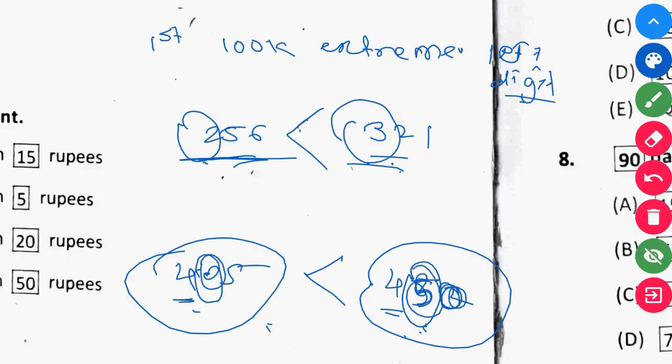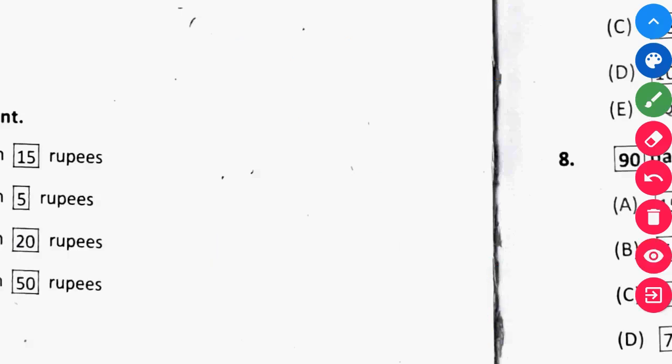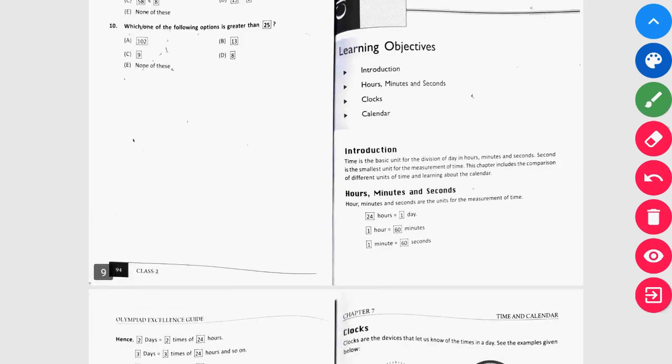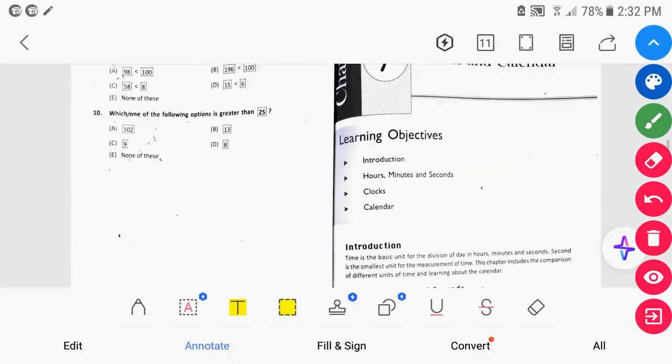If these two digits are also the same, then move to the next digit. Which one is greater? That is the greater number. So like this you can find the greater number among two or among three. So this is nothing but the chapter comparison.